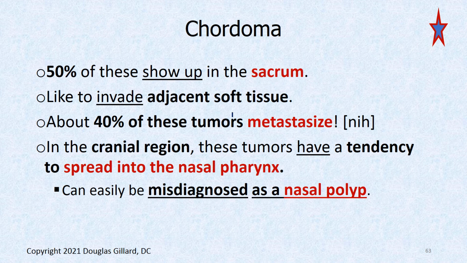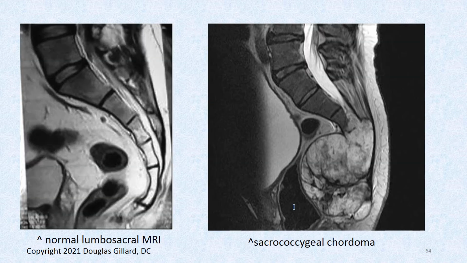and they love to invade. It's very invasive, like malignant melanoma, which loves to invade and metastasize and kill you. This is the same one. It likes to metastasize. About 40% of them metastasize. And in the cranial region, they can be misdiagnosed. They can look just like nasal polyps. Many people have lost their lives because of the misdiagnosis of nasal polyps when it was actually a chordoma.